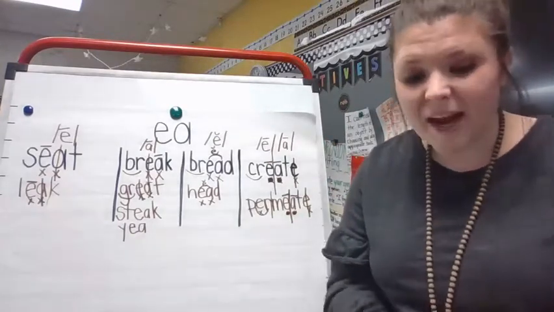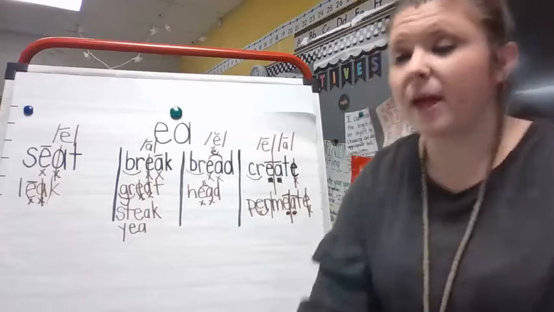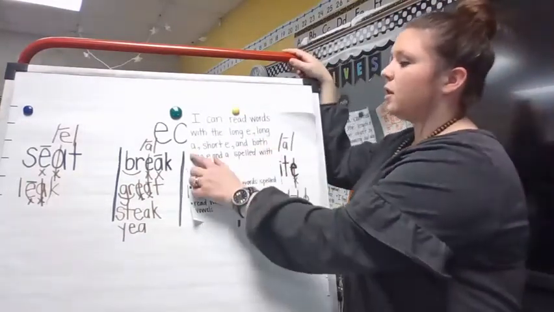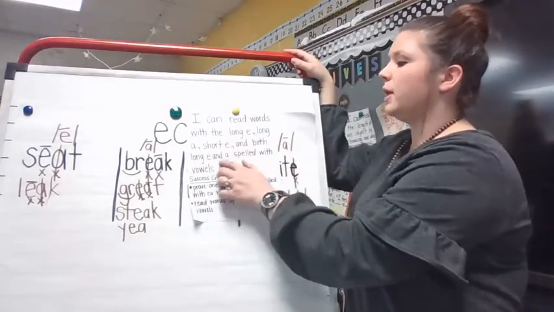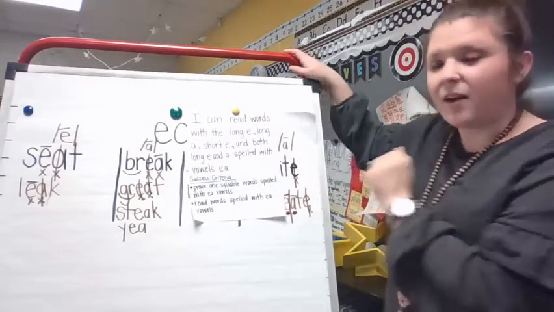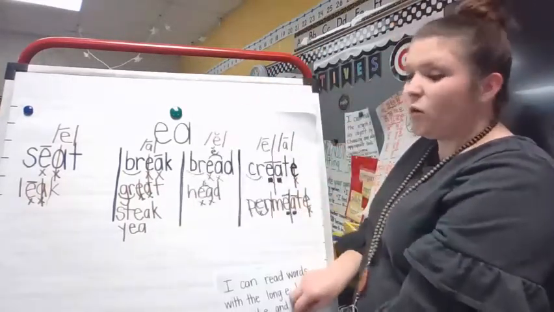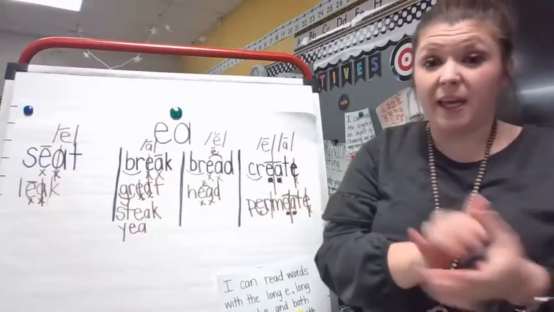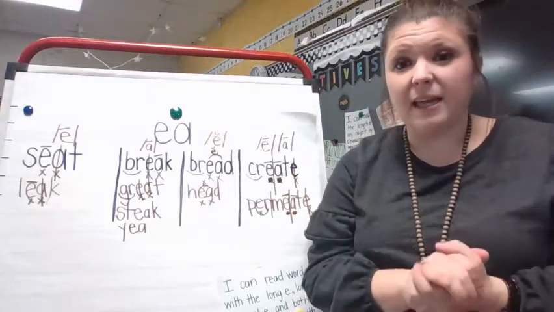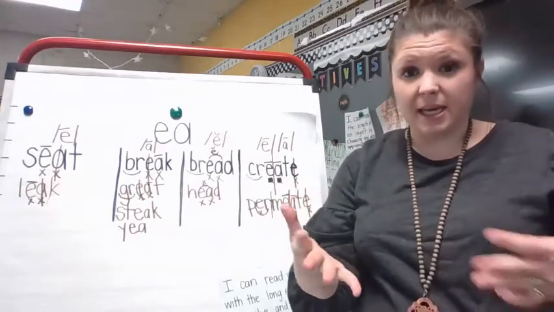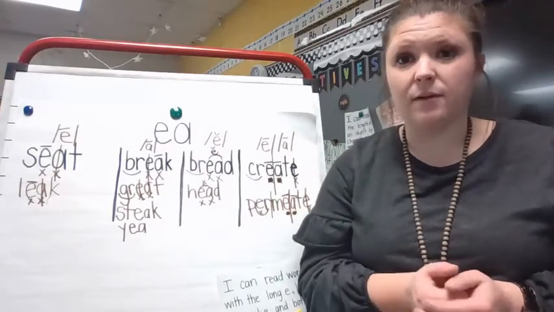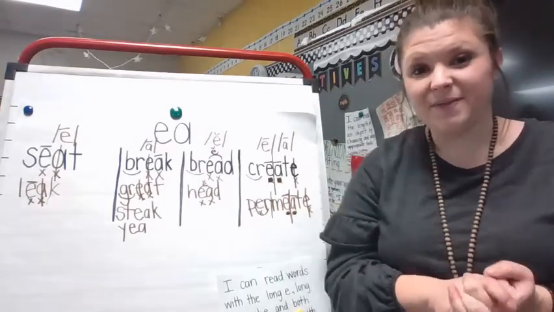All right, guys, great job. Let's go ahead and reflect back on our learning target. I can read words with the long E, long A, short E, and both long E and A spelled with vowels E and A. All right, guys, so make sure that as you are reading words or come across words that have the spelling E and A in your independent reading, think about the sounds that these E and the A can represent. If it doesn't sound correctly one way, try one of the other sounds that E and A can represent. Bye, guys.